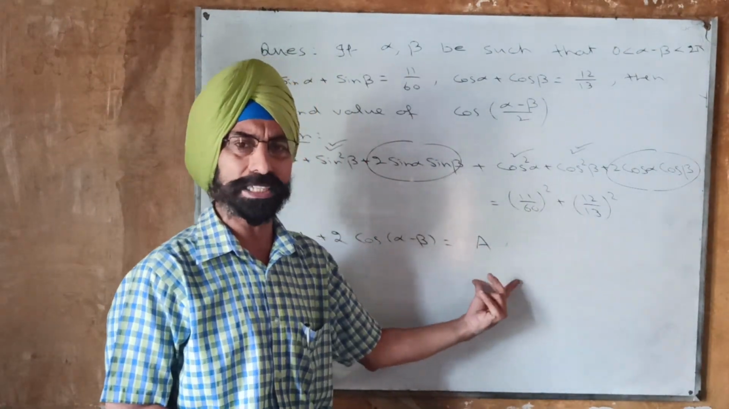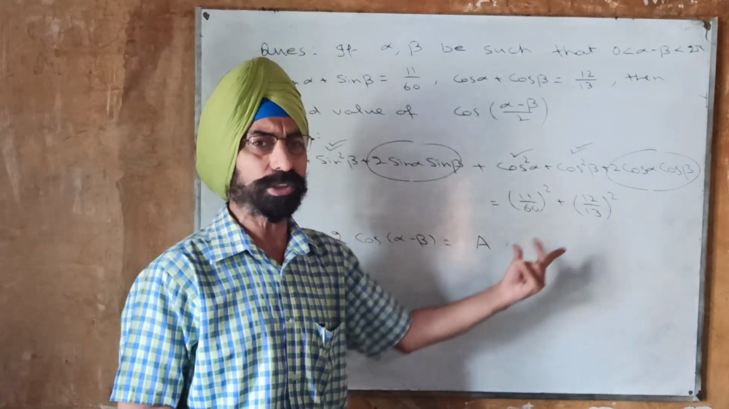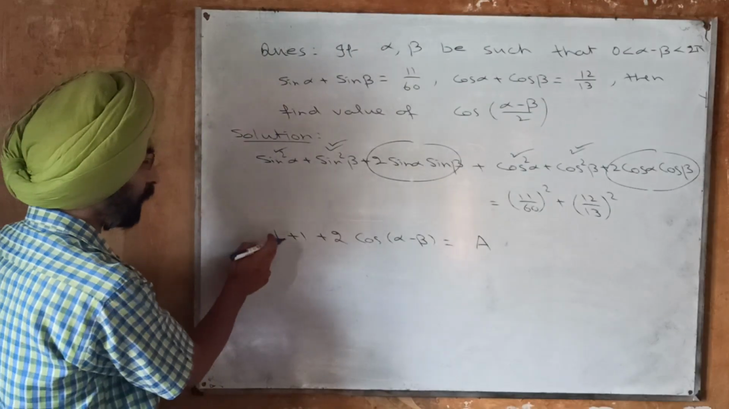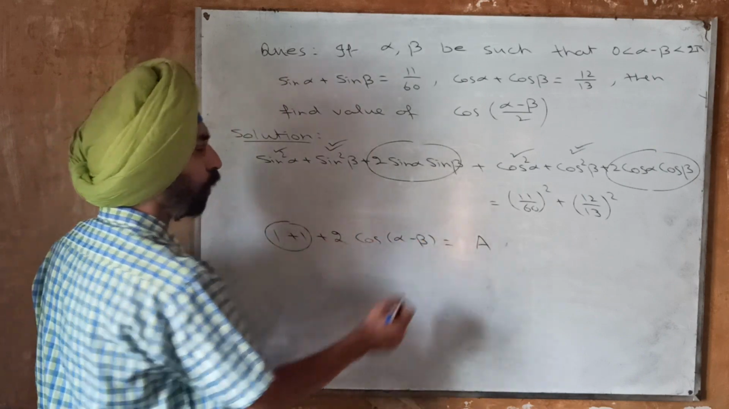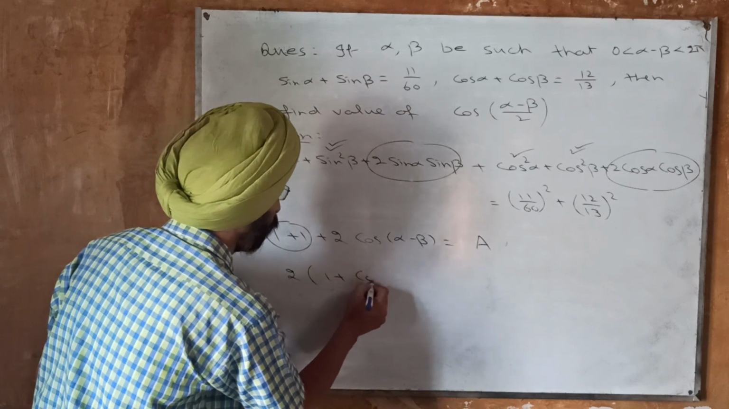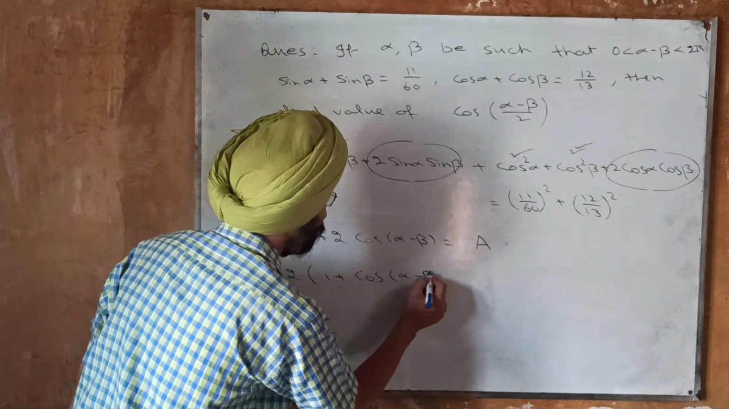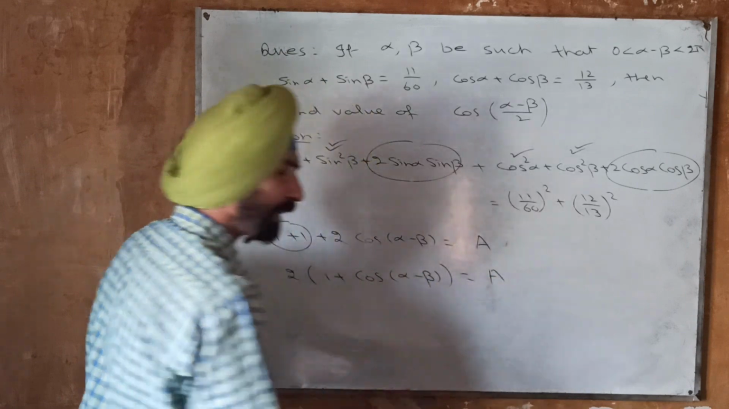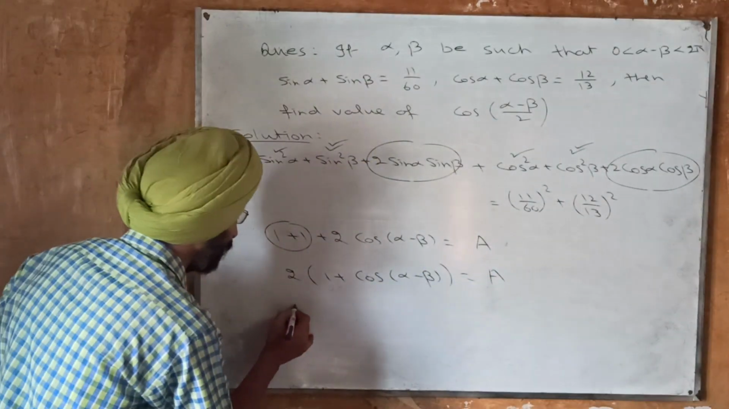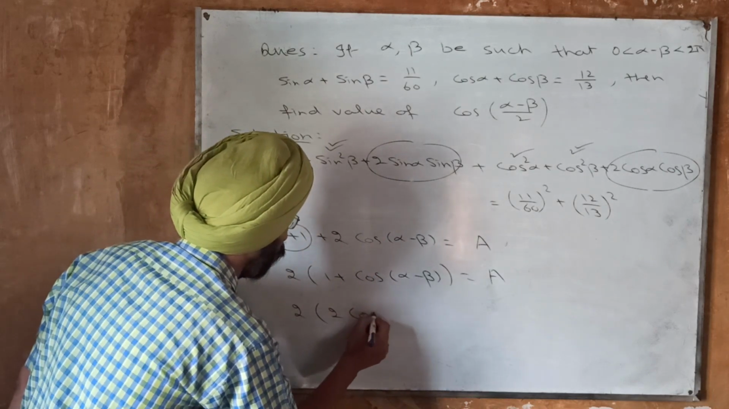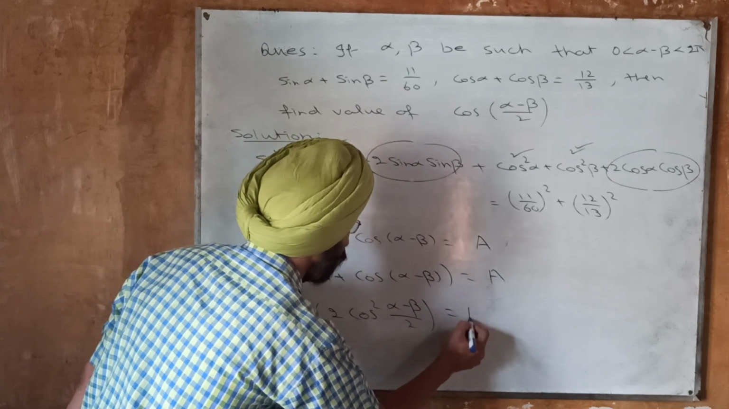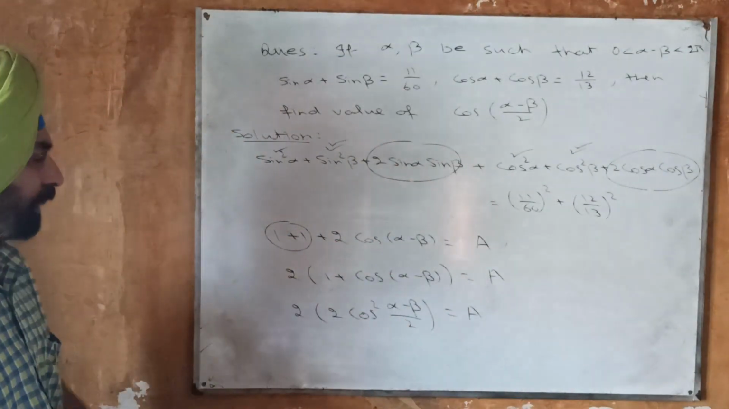I am not going to solve it in detail because it is just calculation work. I don't want to waste time. You can solve it. And now this 1 plus 1 is 2, and this is 2 cos(alpha minus beta). So 2 is common. You will be left with 1 plus cos(alpha minus beta) is equal to some numerical value A. And this 1 plus cos(alpha minus beta), you know that it is equal to 2 cos square (alpha minus beta) by 2, is equal to A, the numerical value, whatever it will be.